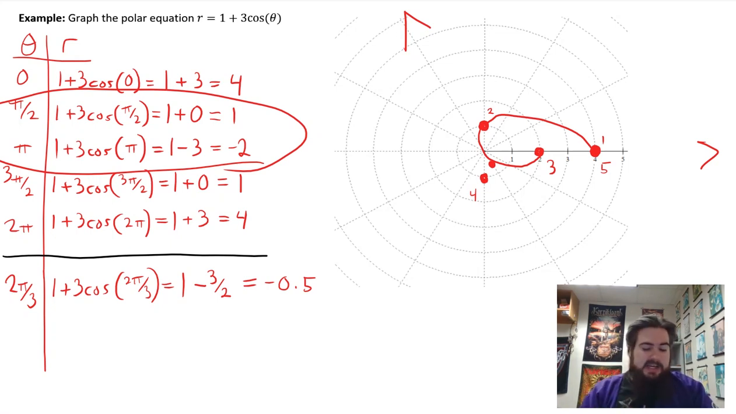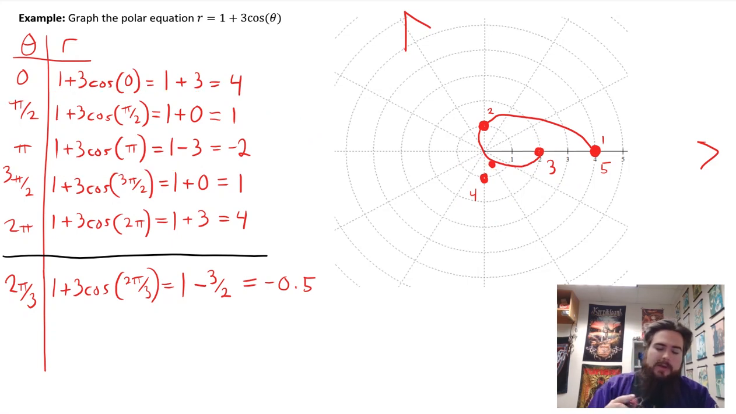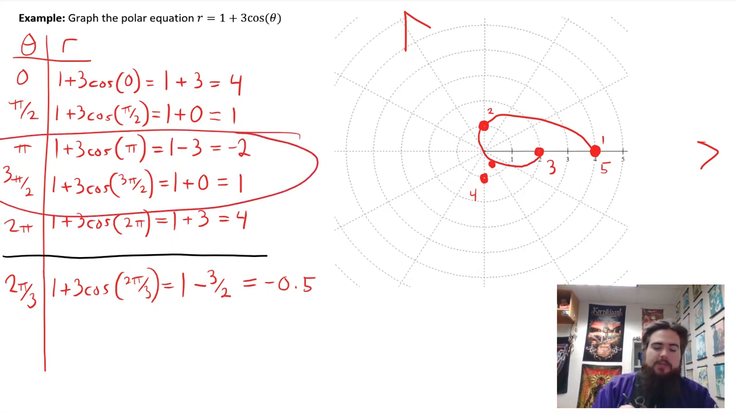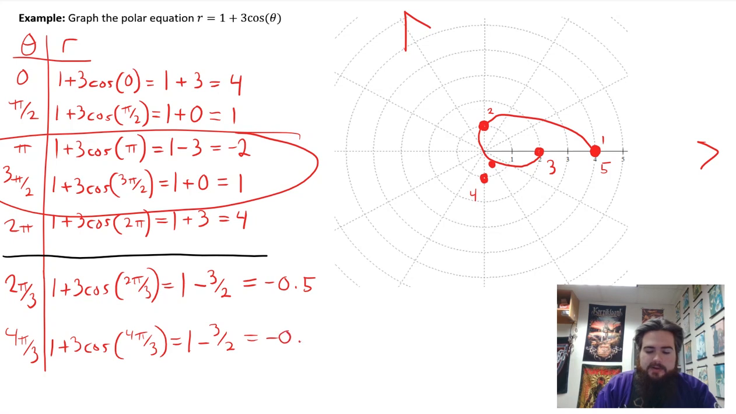Now, I can do the same thing if I were to test what's happening between points 3 and 4, which on my table here are pi and 3 pi over 2. We could test another point like 4 pi over 3. That's between pi and 3 pi over 2. If I do that, 1 plus 3 cosine of 4 pi over 3 is going to give you the same thing. 1 minus 3 over 2 is negative 0.5.